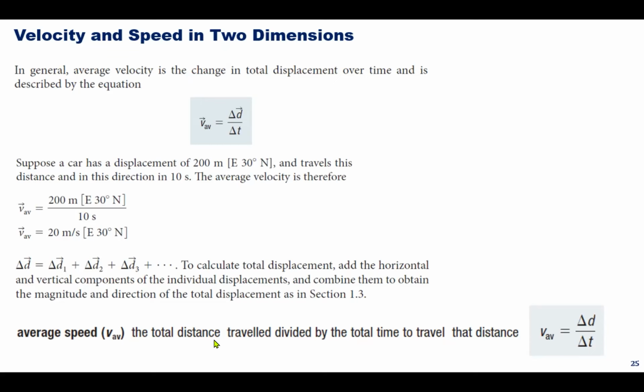Average speed is total distance traveled divided by the total time to travel the distance, which is given by this formula. Average speed, which is usually noted by V average, equals delta D over delta T. All of the three quantities are scalars, not vectors. So average speed is simply this total distance divided by the time of travel, and it's greater than zero. Okay, remember it's always greater than zero. Okay, so now let's have a look at a sample problem to illustrate these concepts.